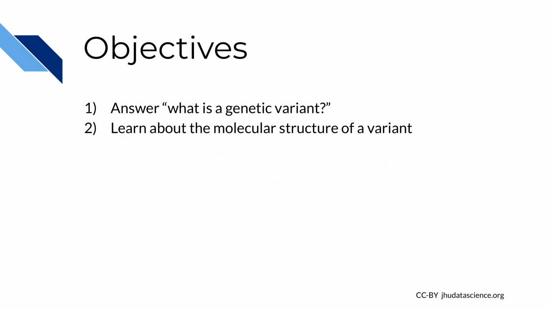This module has two main objectives. First, we will learn a little more about what we mean by genetic variant. Next, we will learn about the molecular structure of DNA. This will help us better understand the genetic differences we are interested in studying.